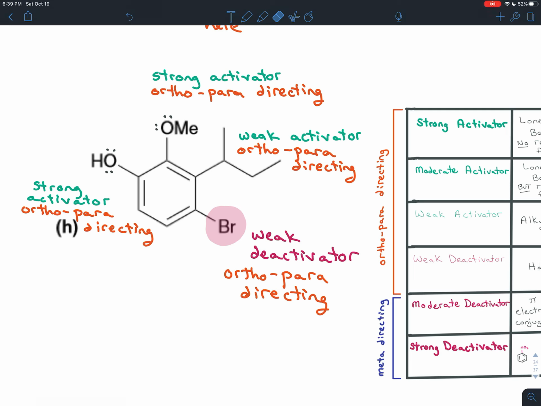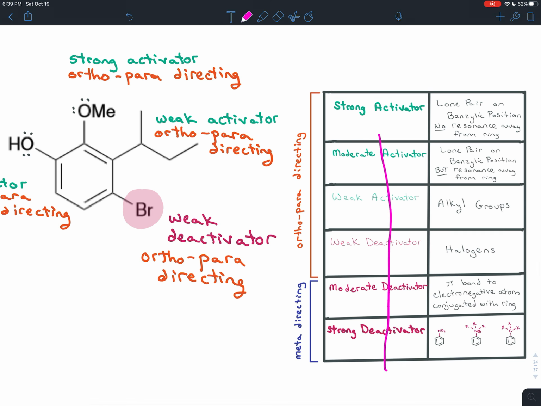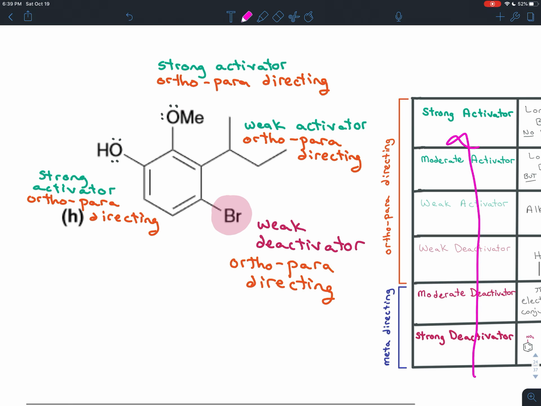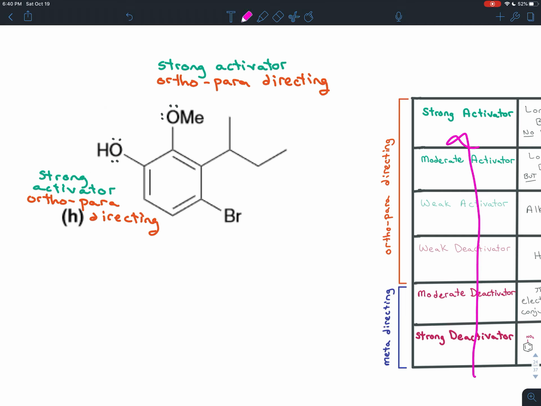So these are our branches and their directing effects. They may all be competing. The one that wins is the strongest activator, the most activating thing, the thing that's highest up in this table, and those are the strong activators here. So I'm going to get rid of the weak activator and the weak deactivator. The most activating things are the alcohol and the methoxy group.